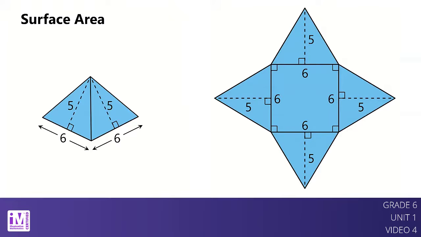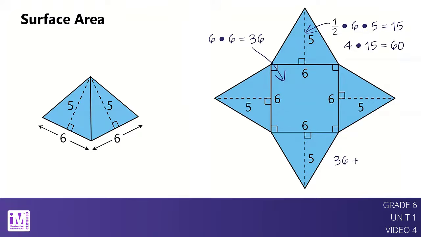The area of the square base is 6 times 6, or 36 square units. The area for one of the triangular faces is 1/2 times 6 times 5, or 15 square units. There are 4 of these triangles, which makes a total of 60 square units. Putting this all together, the surface area of this square pyramid is 96 square units.